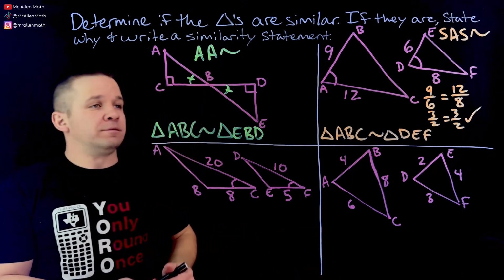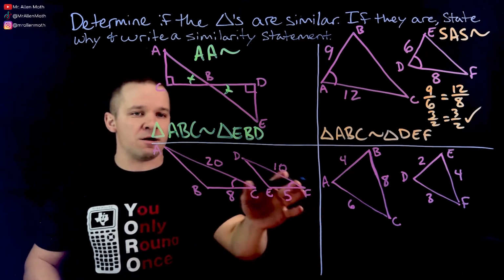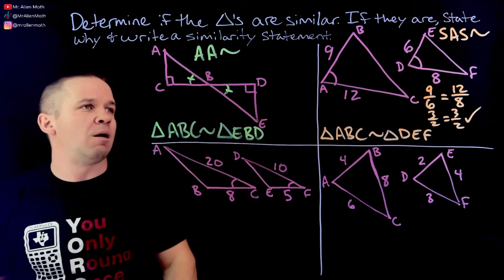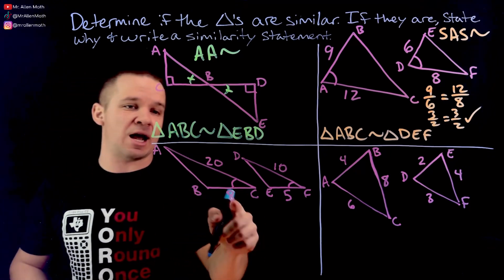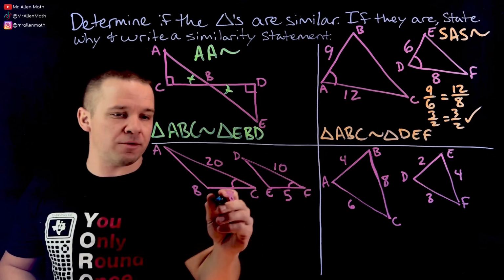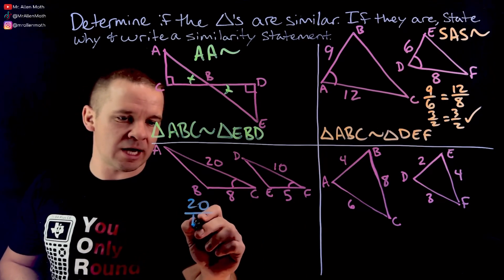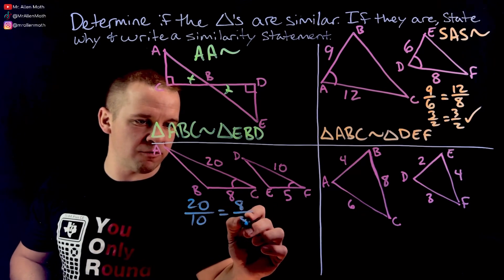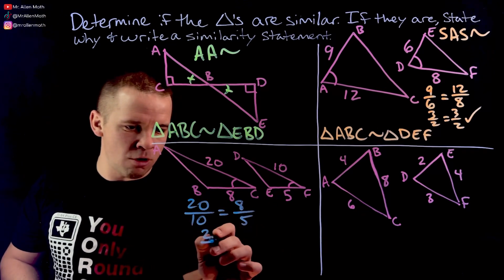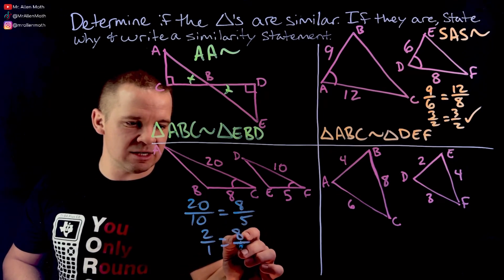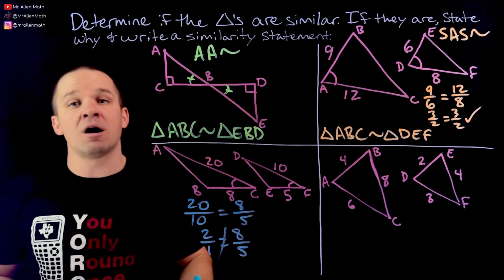Similar triangles. Let's see what we got here. So for this one, it appears to be kind of the same situation, where we might have side angle side. So let's check that out. It looks like 20 and 10. Those are my two biggest sides. I'm going to pair those up. So 20 over 10. Does that equal, the other two are 8 and 5. So 8 over 5. Well, 20 over 10 simplifies down to 2 over 1, or just 2. I'll leave it as a fraction. 8 over 5 cannot simplify. So these two are not equal.